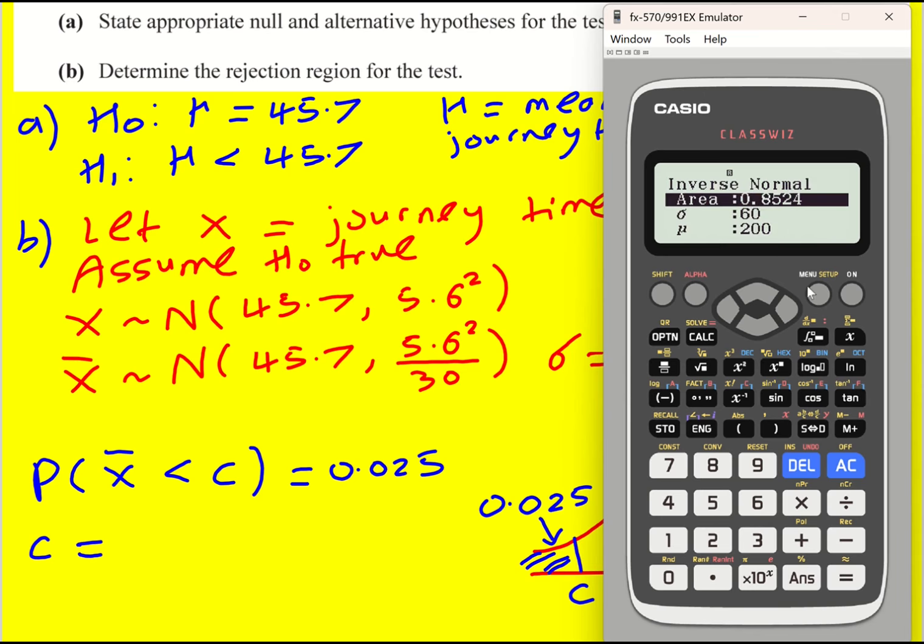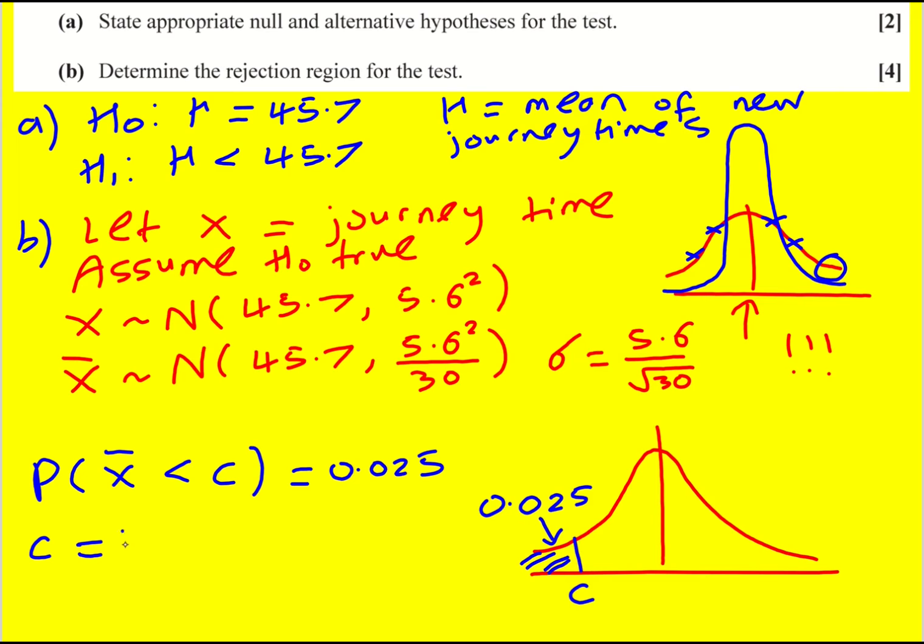So it's back to inverse normal, but the area is 0.025. This is very important: the standard deviation is 5.6 divided by root 30. Mu is 45.7, and that's everything we need. And we get 43.6961. It was accepted in the answers to write down 43.6, because 43.7 technically wouldn't be, but I just rounded it to three significant figures, which was okay as well. So that's the critical value.